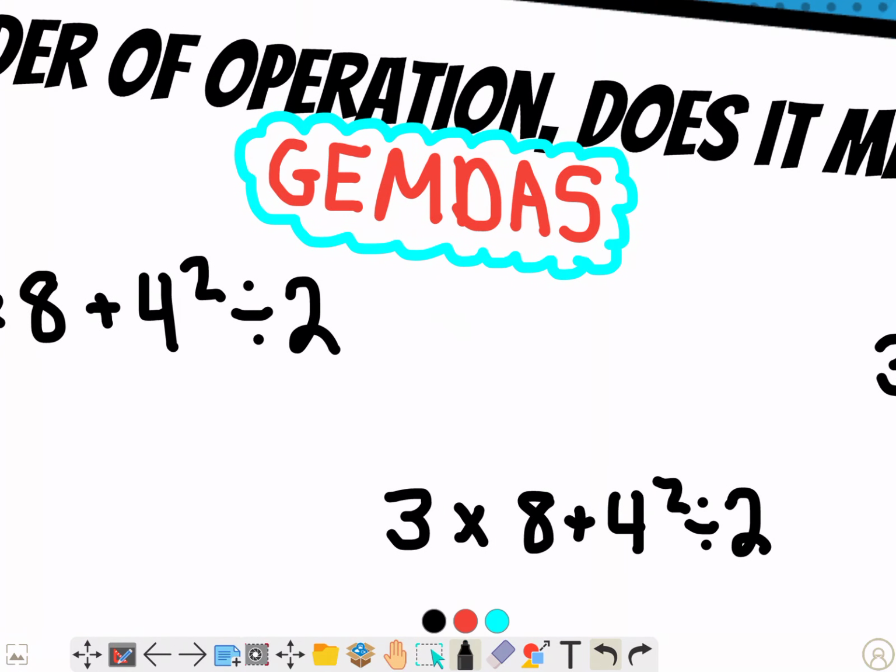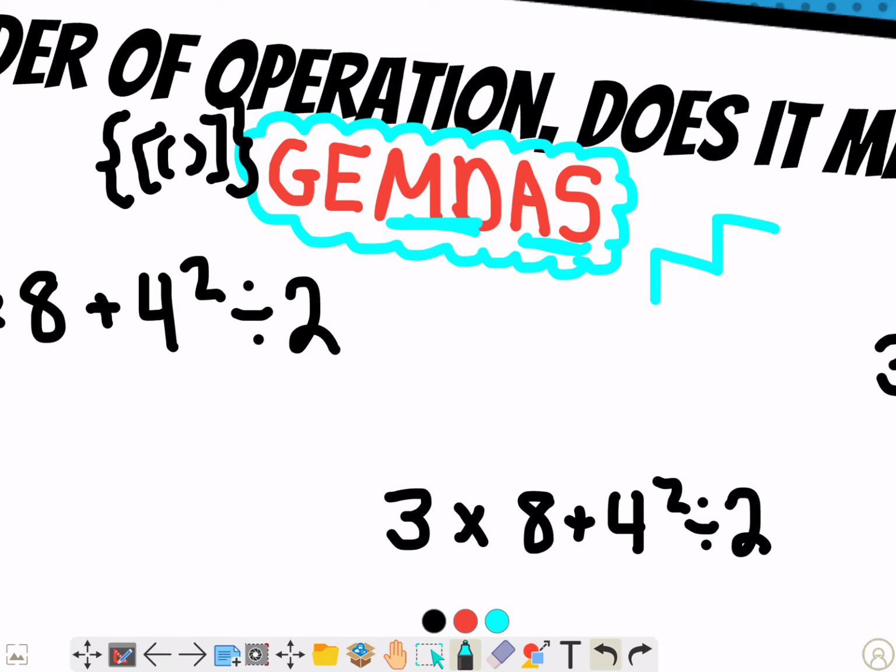Remember, the G stands for your groups. That means your parentheses, brackets, and braces. And then you have your exponents, your multiplication and division, those are put together, whichever comes first, and addition and subtraction. Think about it kind of like a staircase. To get to one step, you have to go through the other.